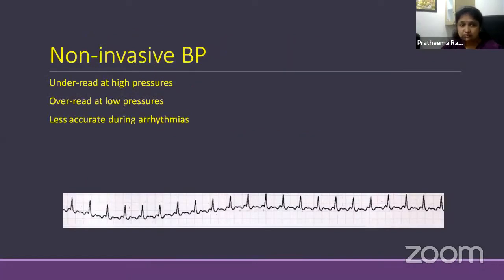So non-invasive, it underreads at high pressures, overreads at low pressures, and is less accurate during arrhythmias. It is a way in which it measures the oscillatory parameter. The blood pressure has a pulse, and the pulse over the brachial artery is just monitored by the sensor in the cuff. The oscillatory method just calculates where the oscillation is higher, lower. It makes a calculation and gives us a reading. But if there is an arrhythmia, imagine the patient is in atrial fibrillation. The patient will not be having a regular heart rate. So there can be changes, and there can be a faulty blood pressure.